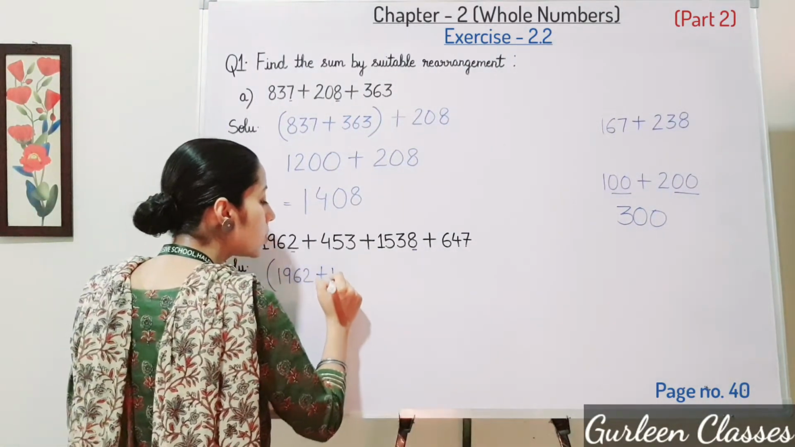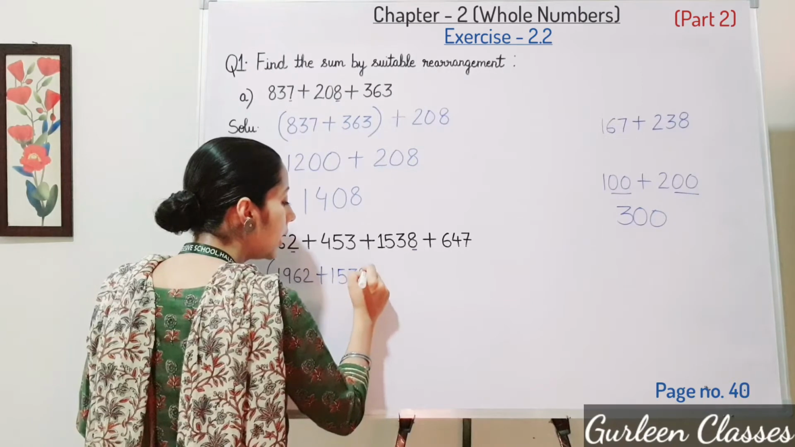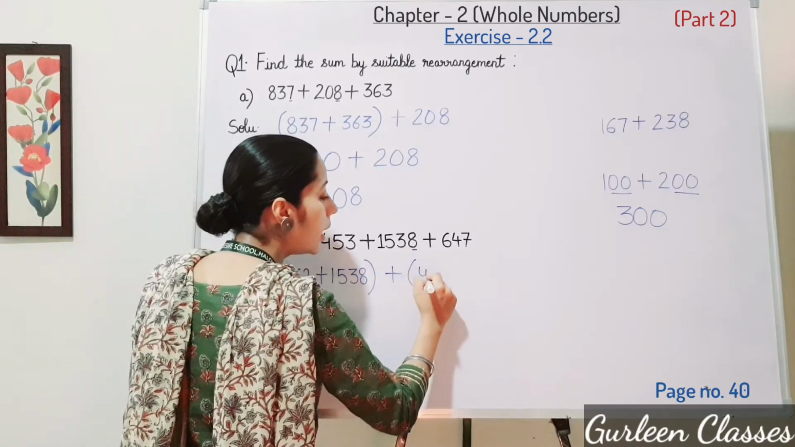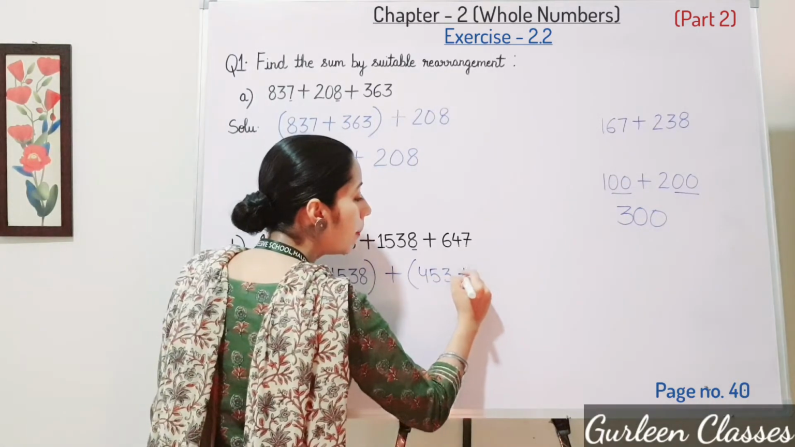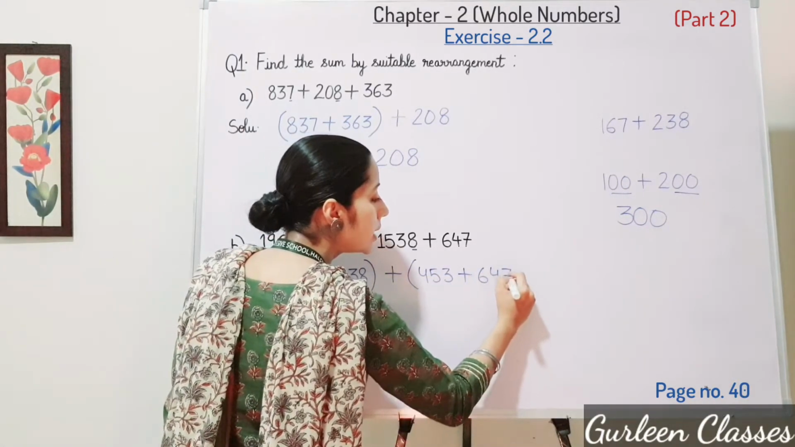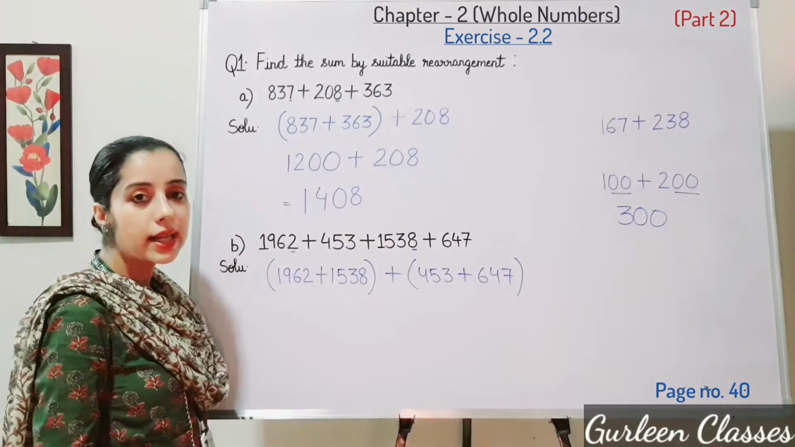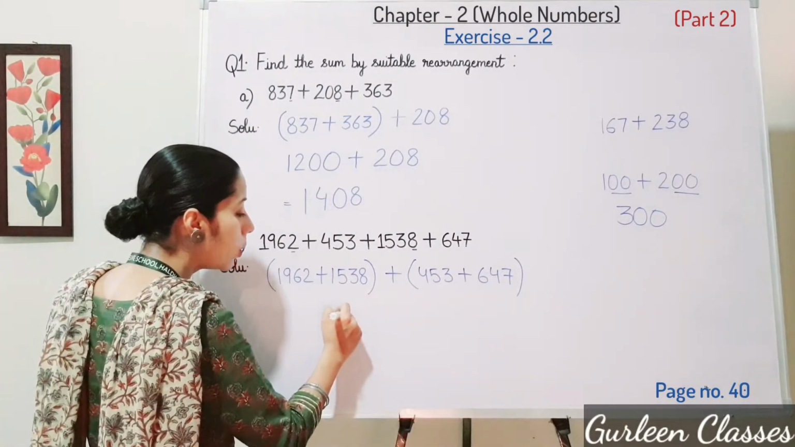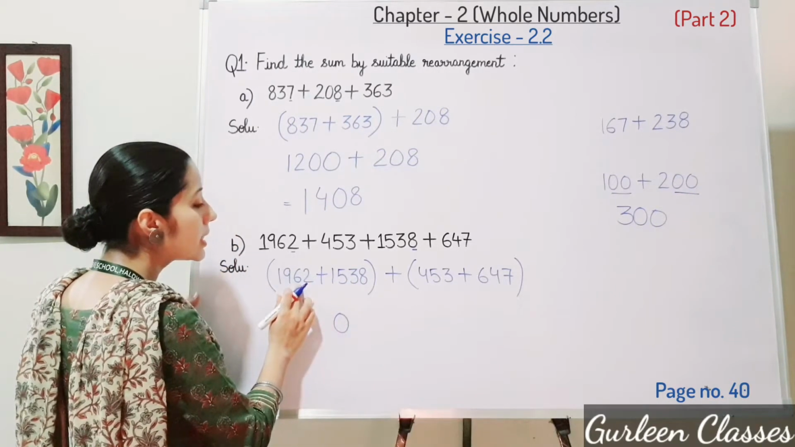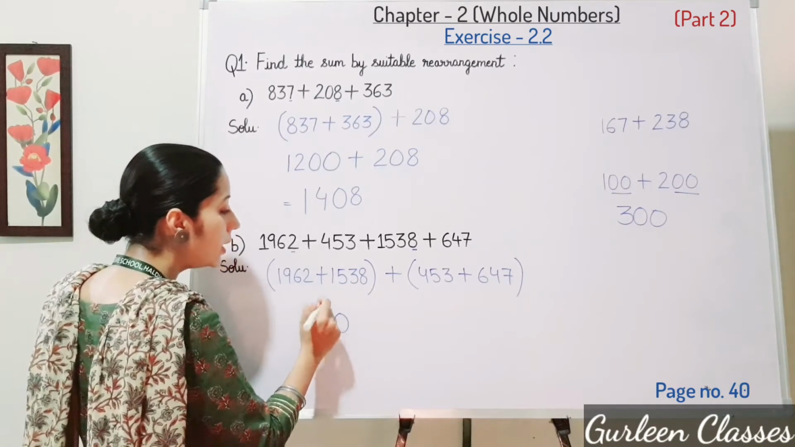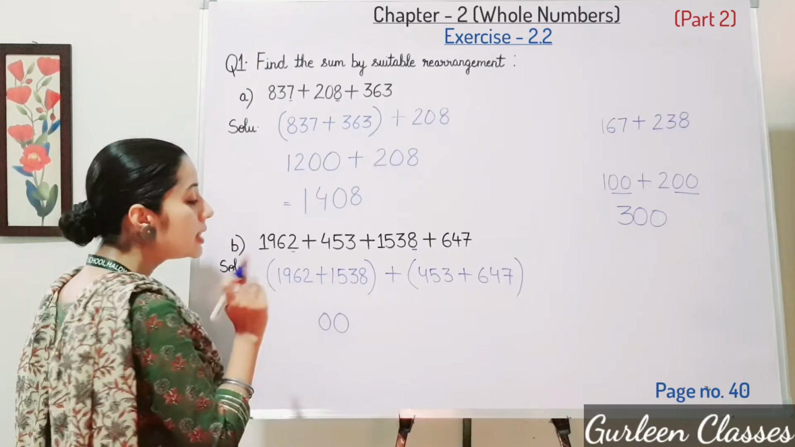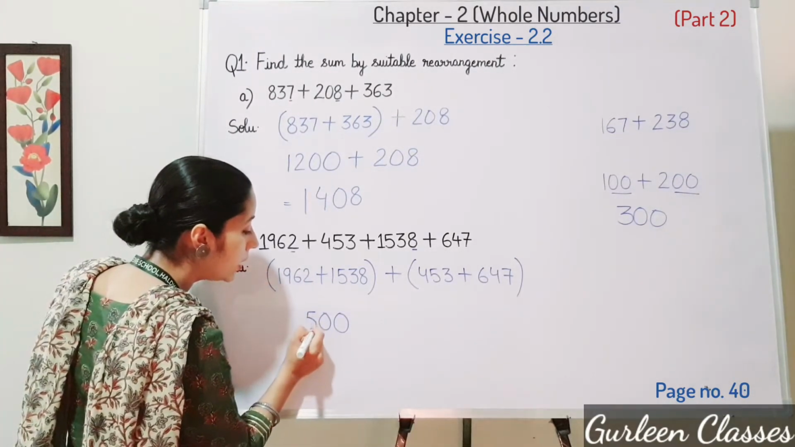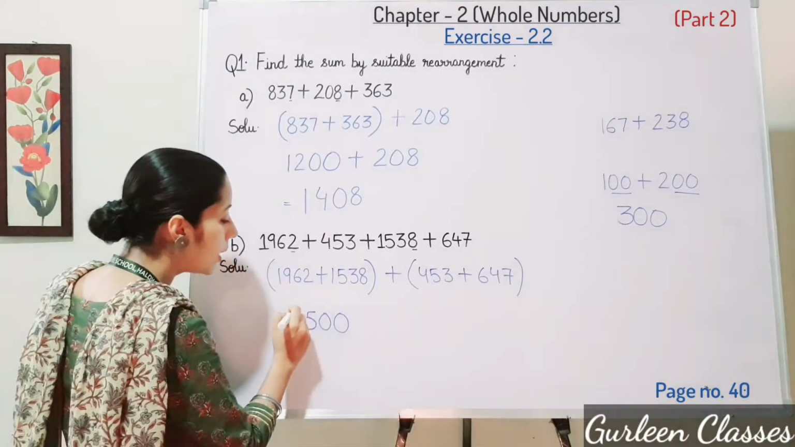So let us write in brackets 1962 plus 1538, this is one pair, plus 453 plus 647. So now let us add them pairwise. 2 plus 8, 10. 1 carry. 3 plus 6, 9, plus 1, 10. 1 carry. 5 plus 1, 6. 6 plus 9, 15. So right here 5 and 1 carry. 1 plus 1, 2 and 1, 3.